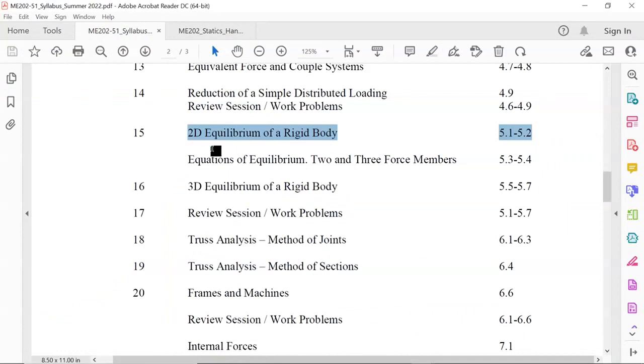Chapter 5, Topic 5.1 and 5.2, 2D equilibrium of a rigid body.